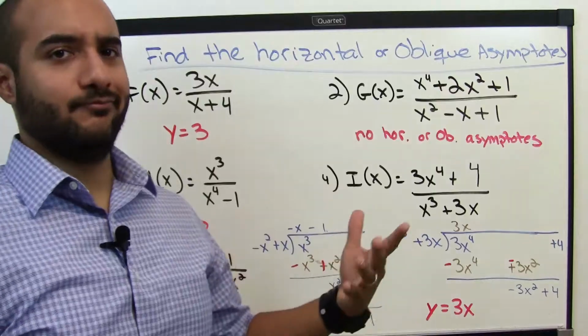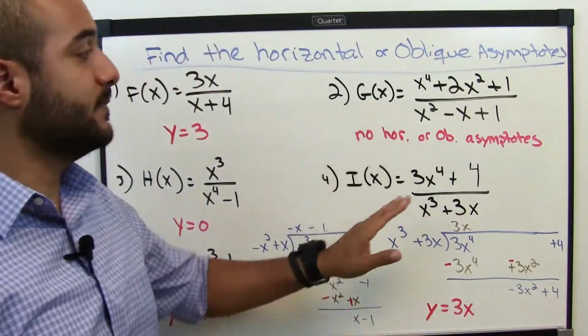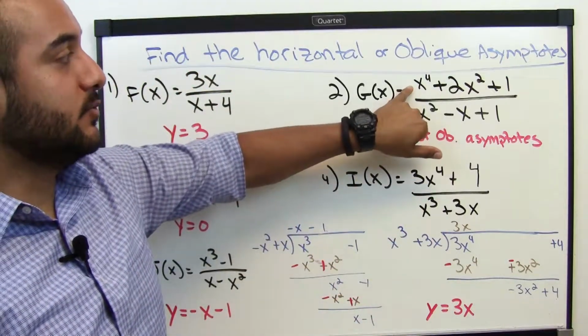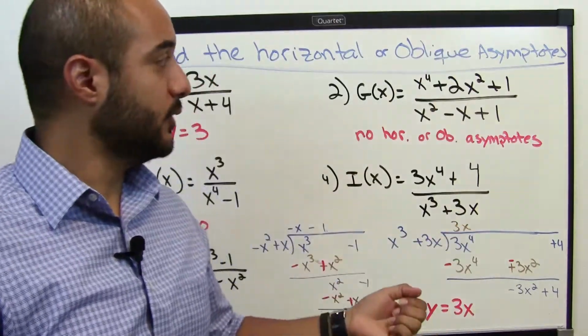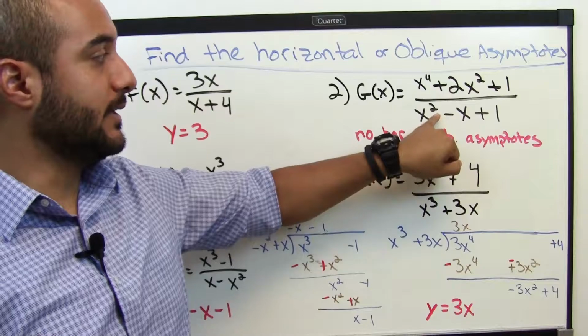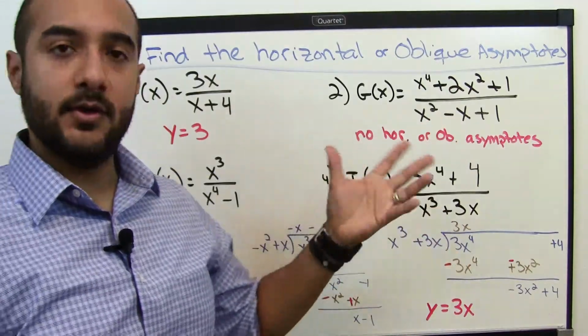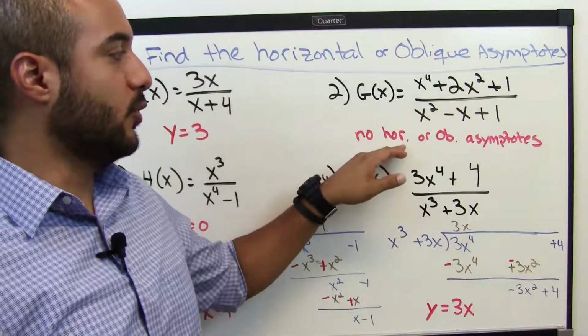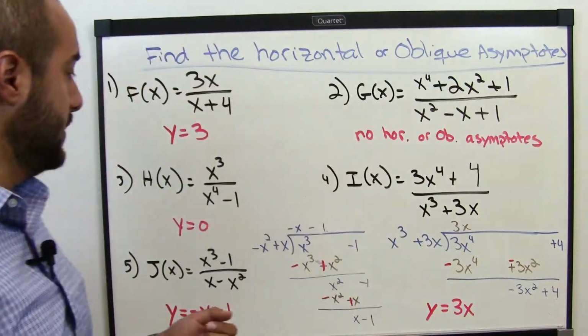For my second one, great. There's no work involved because the degree of my leading term for the numerator is greater than 1, right? It's 4, and this one is at 2, greater than 1, so I don't have to do any work. I just say no horizontal or oblique asymptotes.